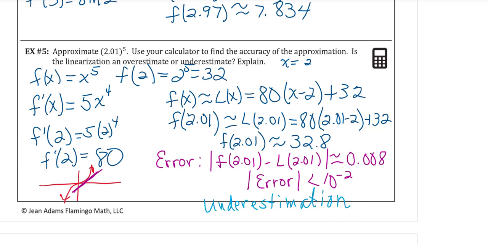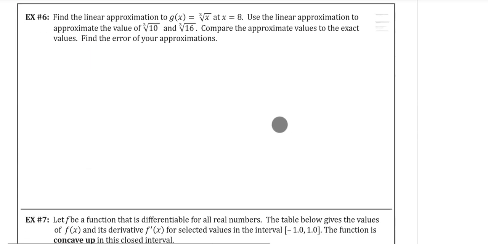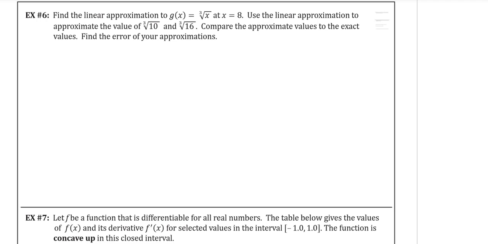All right, so let's move on to our next example. Next example, number 6. Find the linear approximation to g of x equals the cube root of x at x equals 8. Then we're going to use that approximation to approximate the cube root of 10 and the cube root of 18, and then we're going to find our error analysis.